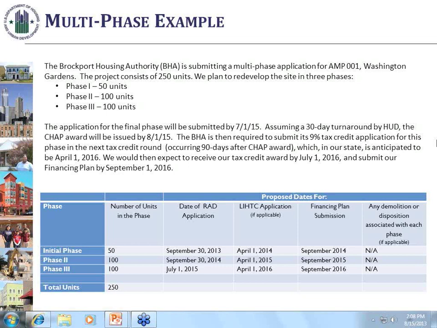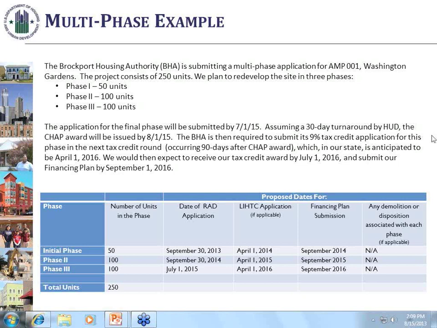If it's a 9% credit, it's whatever that next funding round is, 90 days after award, which might be 3 months away, 6, 9, 12 months away, whatever that is, you're expected to submit by then. If it is a 4% tax credit that you're going after, and in many states they just have an open period, then it might be by day 91 you're supposed to submit, unless the state has what they sometimes call a registration round for 4% credits, then you'd wait for whenever that registration round date is.